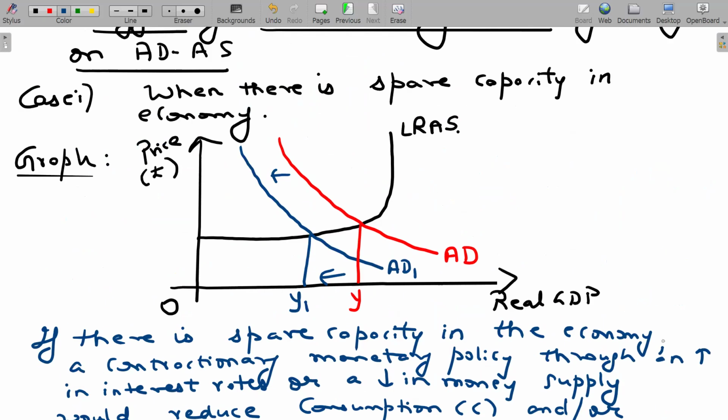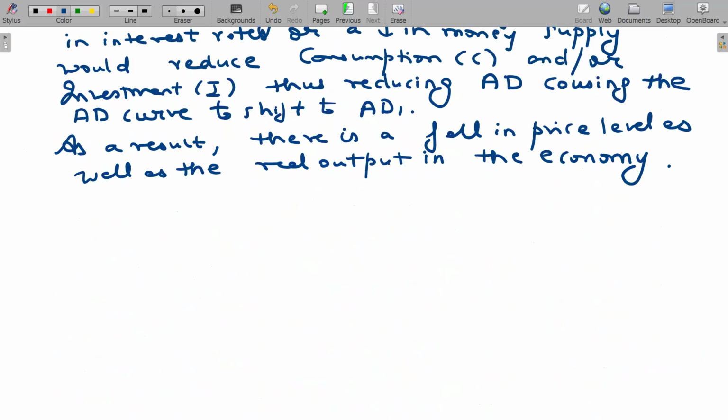Students can clearly see this, that the real GDP or the real output level also falls. In fact, even the prices are falling in this case. From P to P1, there's a fall in the price also in this particular graph. However, if there is no spare capacity and there's a contractionary monetary policy, what will happen?